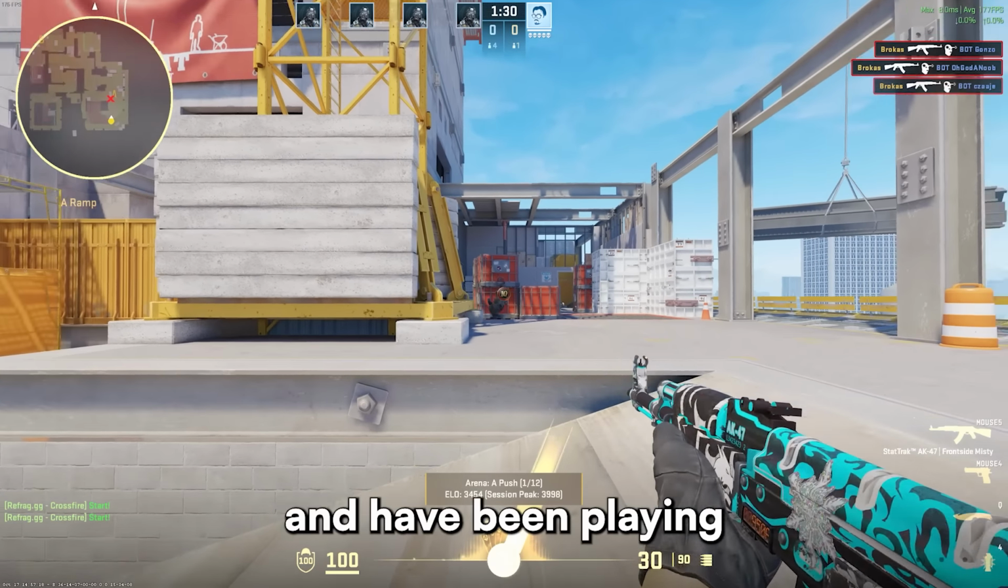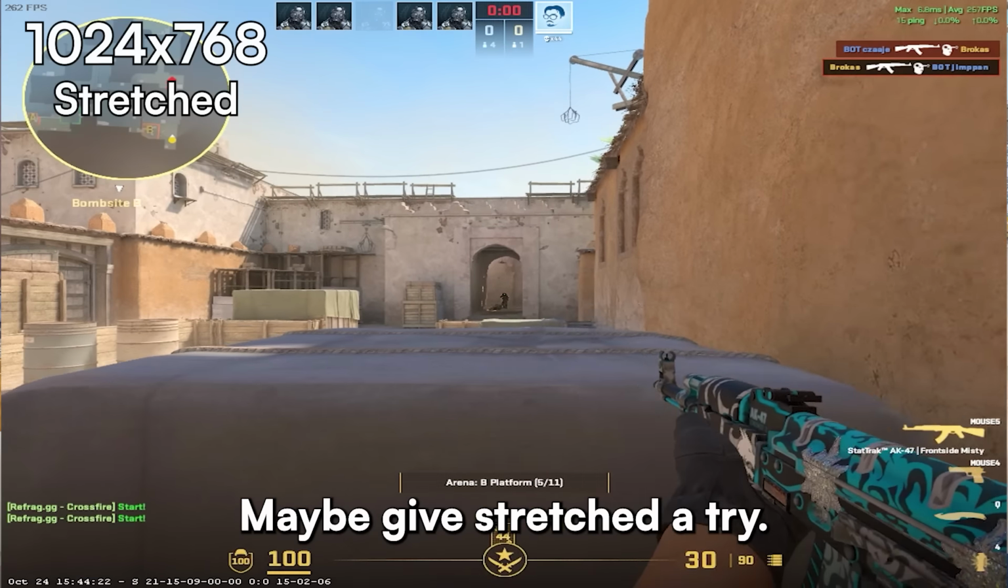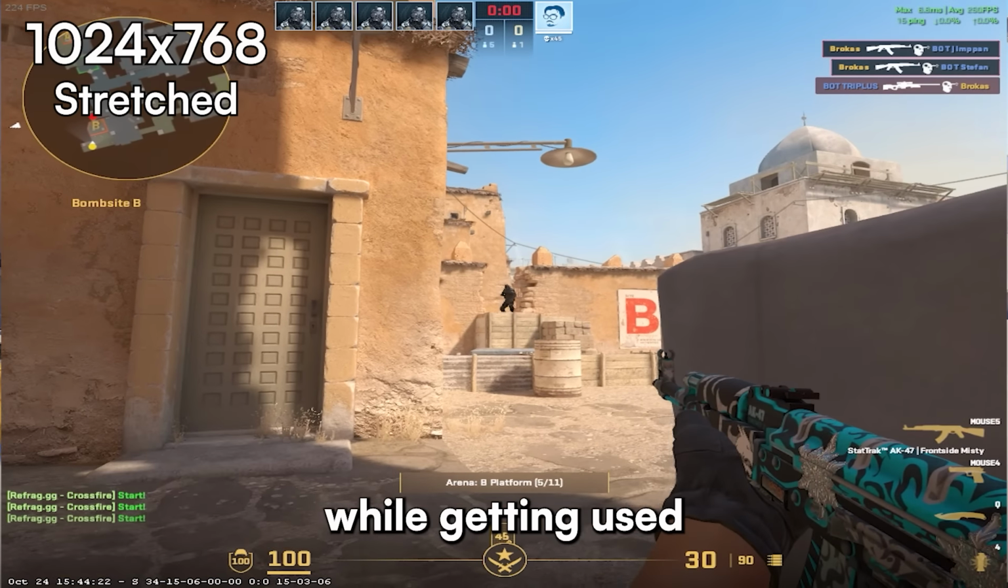If you are like me and have been playing on native 1920 by 1080 for over a decade, maybe give stretched a try. I know I will. And I will also make sure that I am not throwing my elo while getting used to these new settings.